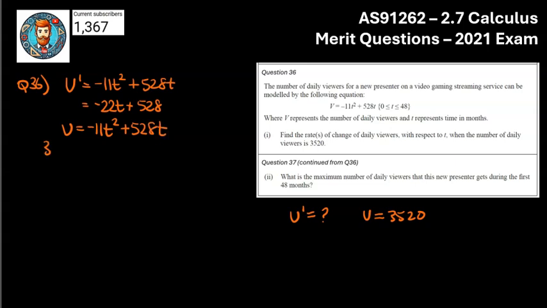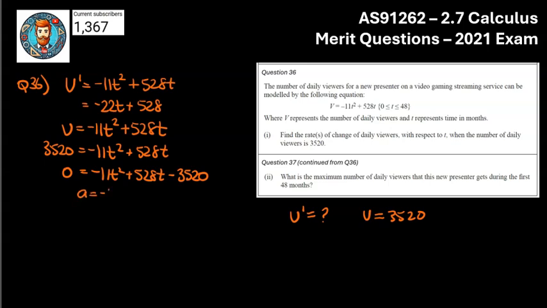I know that V is 3,520, so it's going to be negative 11t squared plus 528t. This is a quadratic here, so I'm going to make it equal to 0. I'm going to move this over to the side here. Then I'll use my graphics calculator to get the answer. So 0 is going to be equal to negative 11t squared plus 528t minus 3,520.